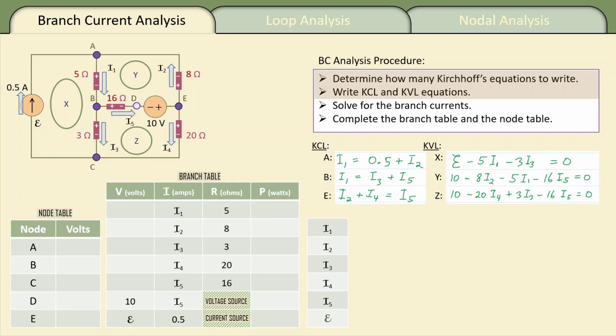but I do want to look at the fact that in the equation for Z, the 20 I4 is a negative term, but the 3 I3 is a positive term.